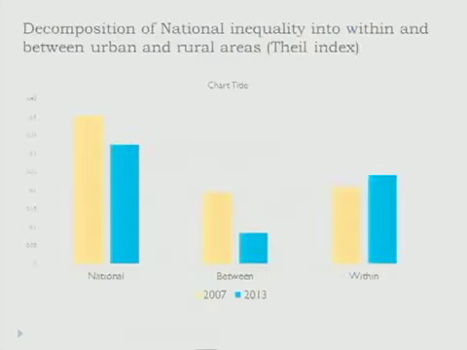We also try to decompose national income inequality into within and between urban and rural areas. If you compare the result using the data in 2007 with that from 2013, you will find that the between urban and rural inequality really contributes to the decline in total inequality.